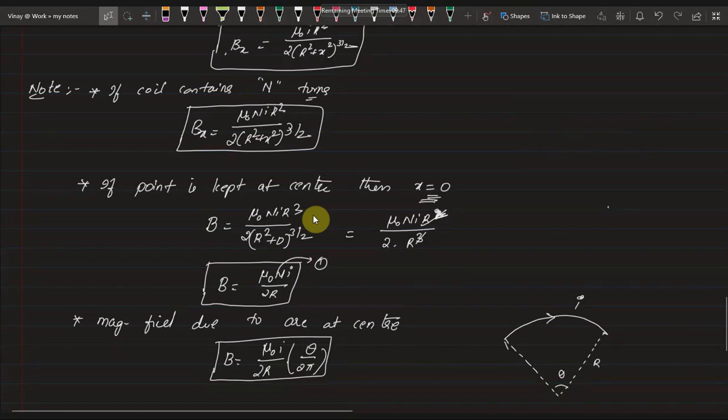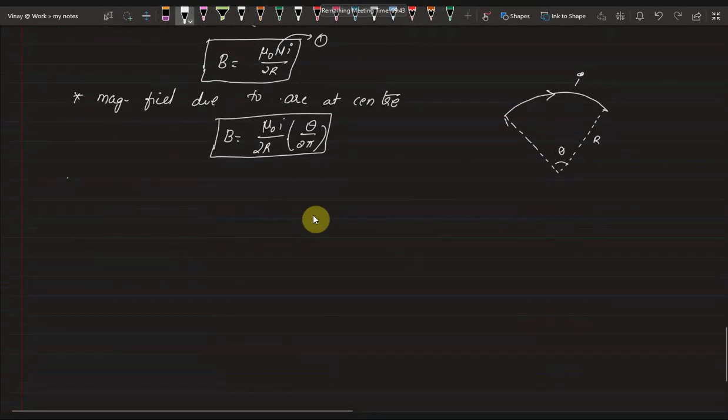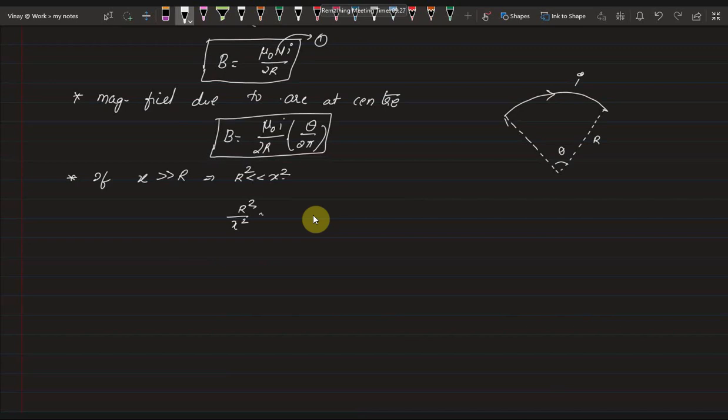Now the next concept is, for example, if I take a point at very large distance, if x is much greater than r, that implies r is much less than x, then r square is very much less than x square, then r square by x square is approximately taken as 0. Now take this equation: B is equal to mu naught n I r square by 2 into (r square plus x square) whole to the power of 3 by 2.